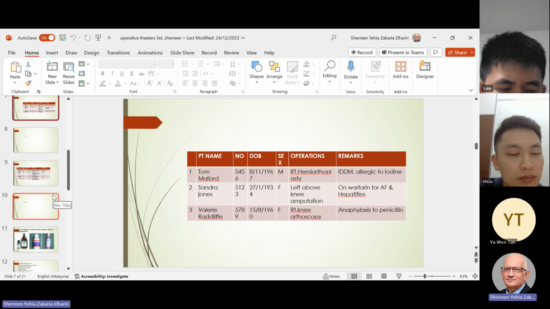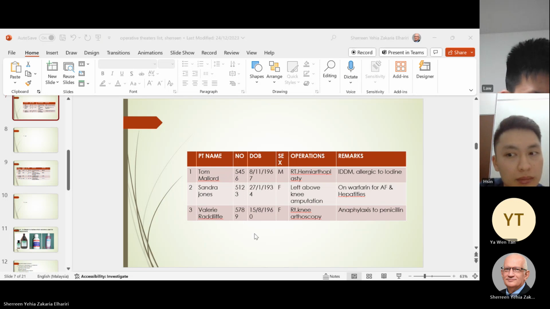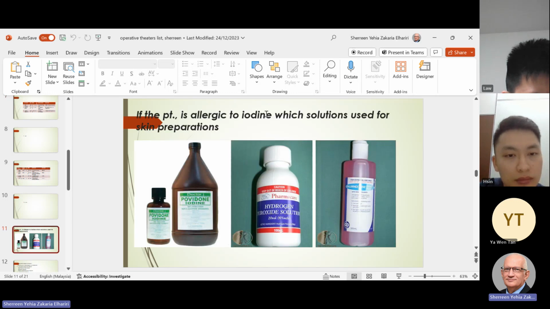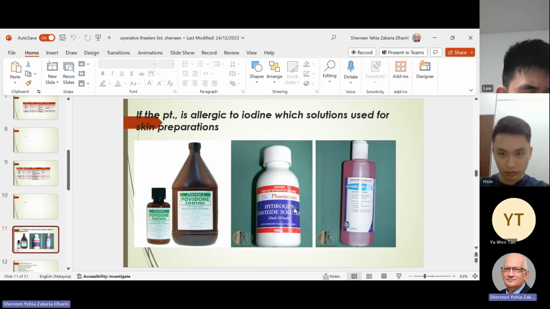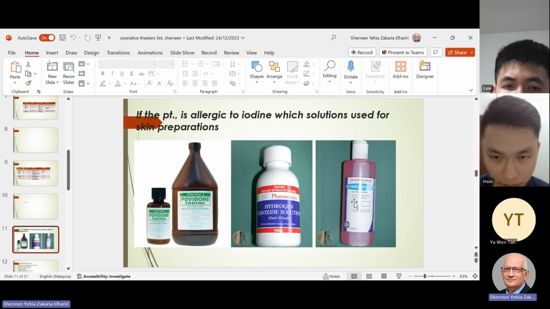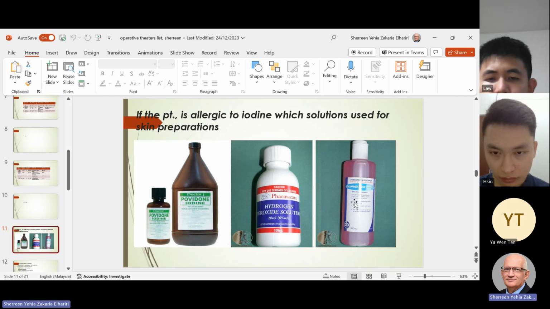After that, the examiner asks you questions related to what we discussed. He shows you a picture or sometimes the bottle, because we discussed one patient who is allergic to iodine. Iodine here is povidone iodine. Which solution is used for skin preparation? He shows you 1, 2, 3. First is povidone iodine, second hydrogen peroxide, and the third is chlorhexidine. And he asks, in this patient who is allergic to iodine, which antiseptic solution do you need to use? What is your answer?